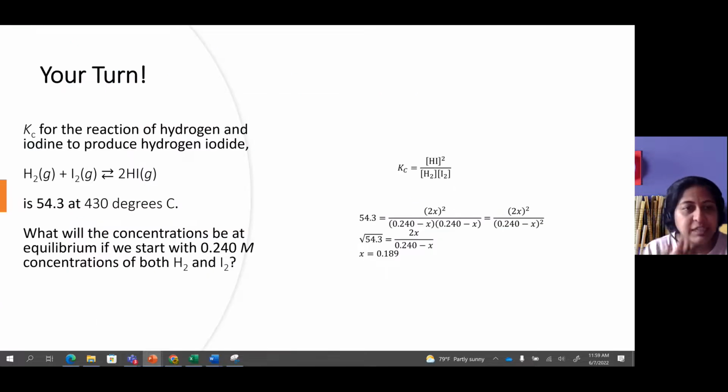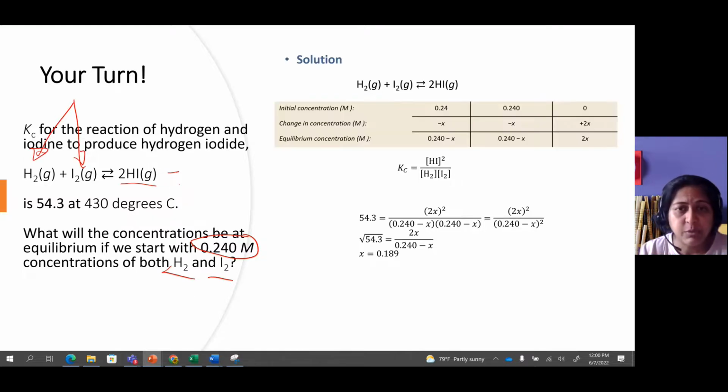Here is another reaction. Kc for the reaction of hydrogen and iodine to produce hydrogen iodide was given as 54.3, and the reaction was balanced. What will the concentrations be at equilibrium if we start with 0.240 molar concentrations for both H2 and I2? The initial concentrations for the reactants are given.